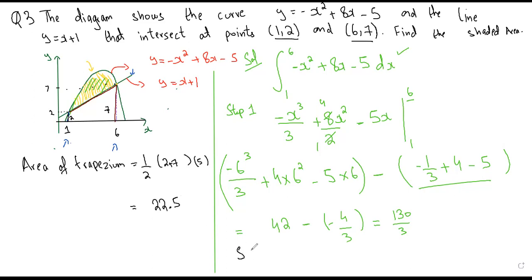Okay. So the shaded area would be the difference of 130/3 minus 22.5. So what is the answer? It is 20.8. Very good. 20.8 units squared, right? Okay. Haris, Ashal, Munja, and Aditya, any confusions, anything that you have not understood in this question?